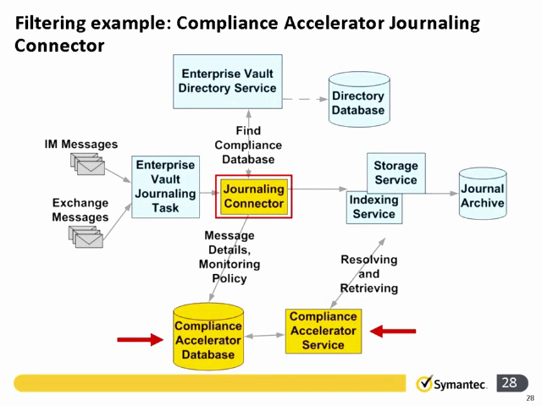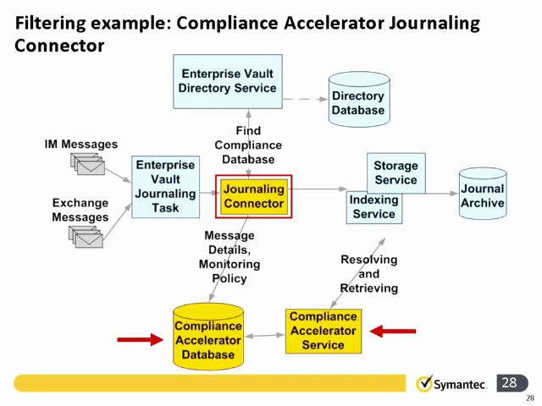We want to show you an example of a filtering environment that goes along with the journaling process. Typically, if you are using the Compliance Accelerator product to determine if you are compliant with either industry or company policies, you're going to install what's called the Journaling Connector. The Journaling Connector is an example of one of these custom filters.